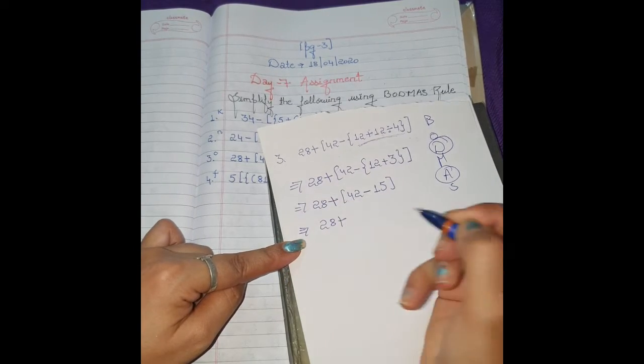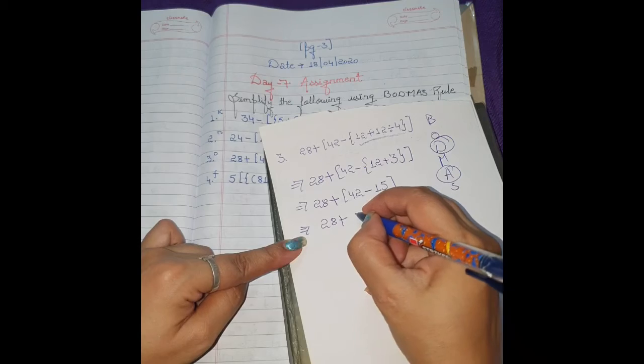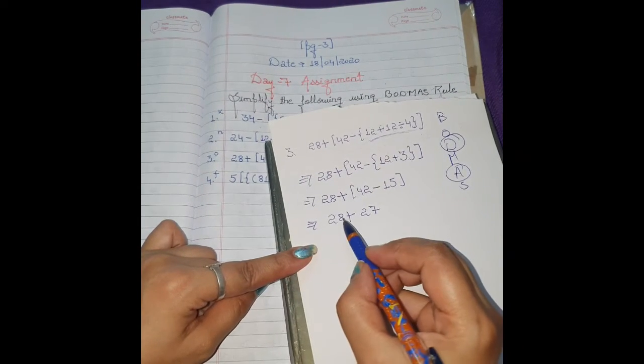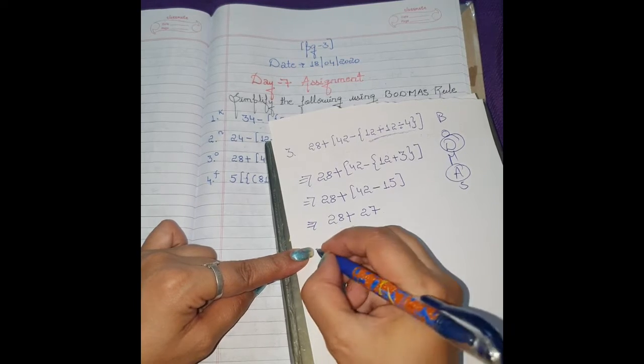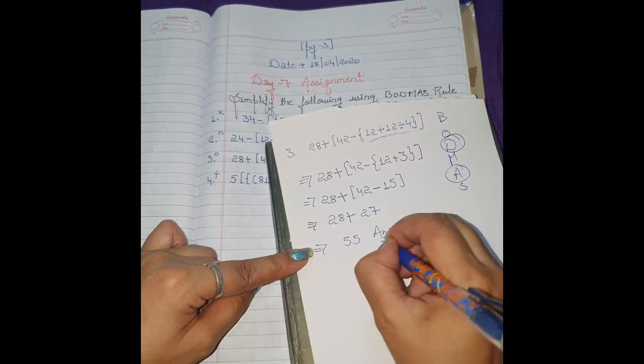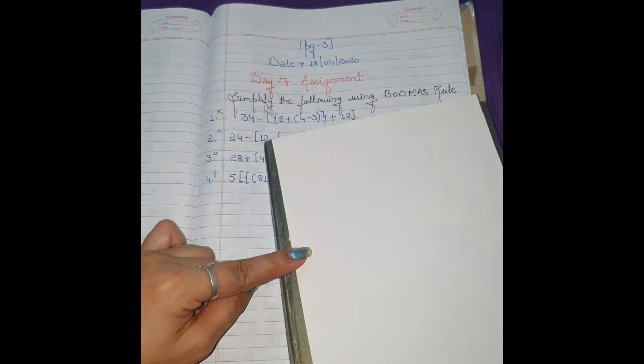Now we have to solve this big bracket, that is the square bracket. So 42 minus 15 will give you 27. Now solve this. 28 plus 27, you have to add it. So after adding, you will get 55 as your result. So 55 is the answer of the third part.